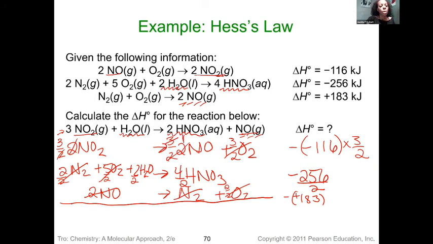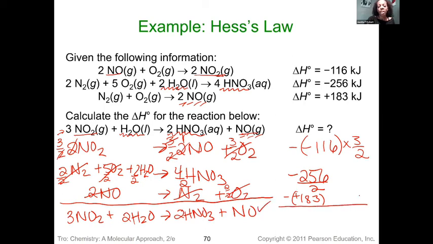And so now when we rewrite our equation, we have 3NO2 plus 2H2O produces 1 NO and 2 HNO3. And so since that checks out, that tells me that I can go ahead and do my calculations.